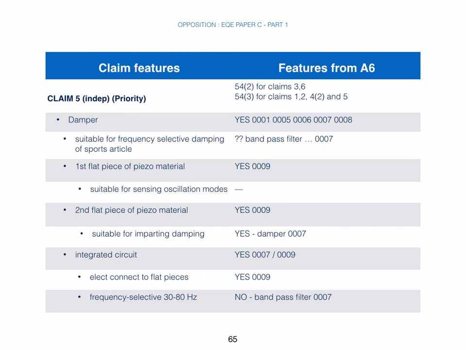Frequency selective 30 to 80 hertz, no. There's a passband filter, paragraph 7. So claim 5 is novel over A6, at least because of the frequency selective range. Now we go to claim 6.